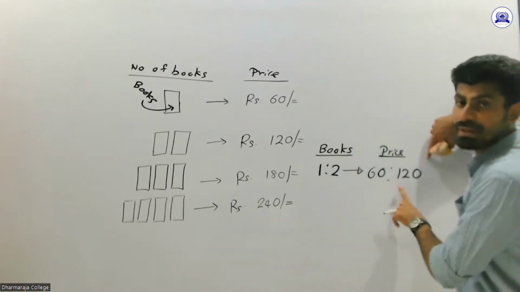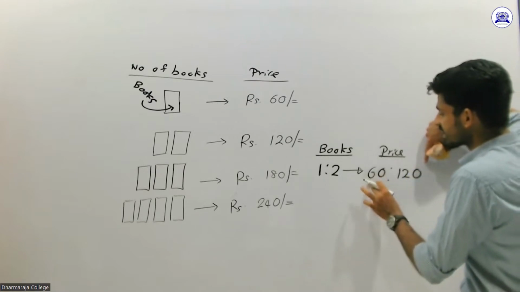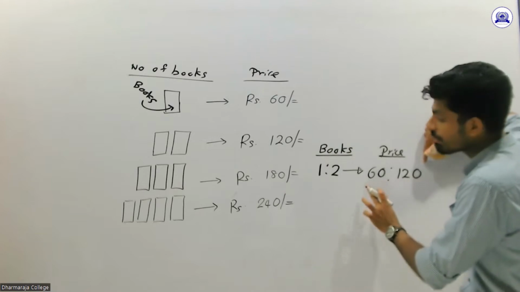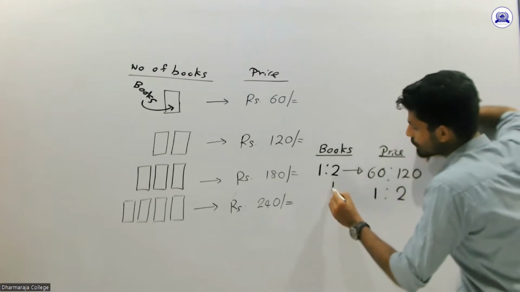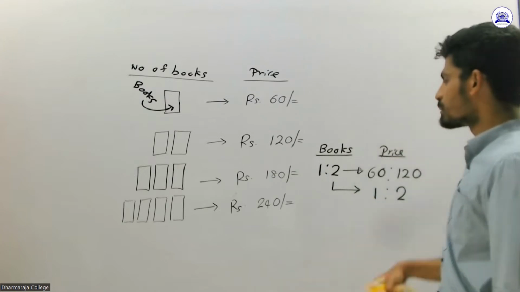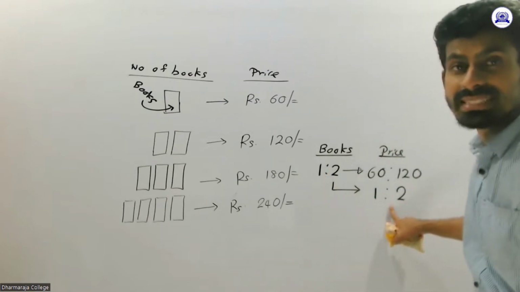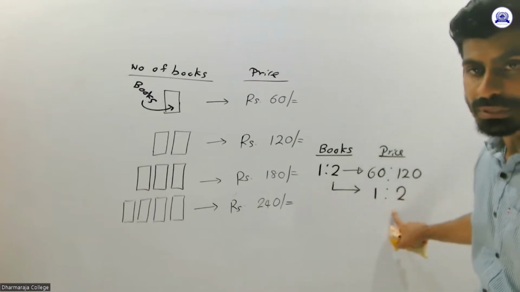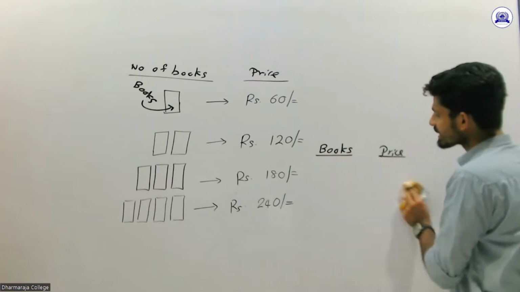We can simplify this. 60 and 120, we can both divide by 60. Then again it is 1 to 2. You can see, my dear student, the same ratios.